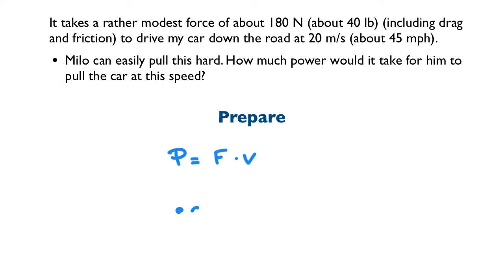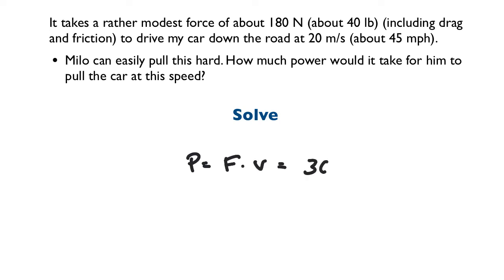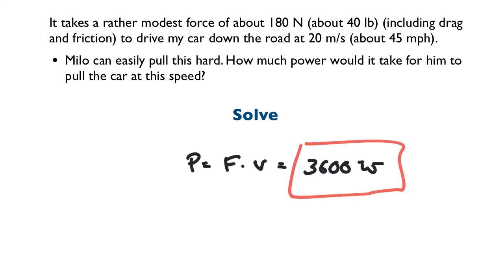So the car is moving down the road at a constant speed. And to keep it moving down the road at a constant speed, I have to apply a force of 180 newtons. The power necessary to do that is just going to be the product of the force that I'm applying times the speed that I'm moving at. If you do that calculation, power is just equal to the force times the velocity. I end up with a power of 3,600 watts, or 3.6 kilowatts.